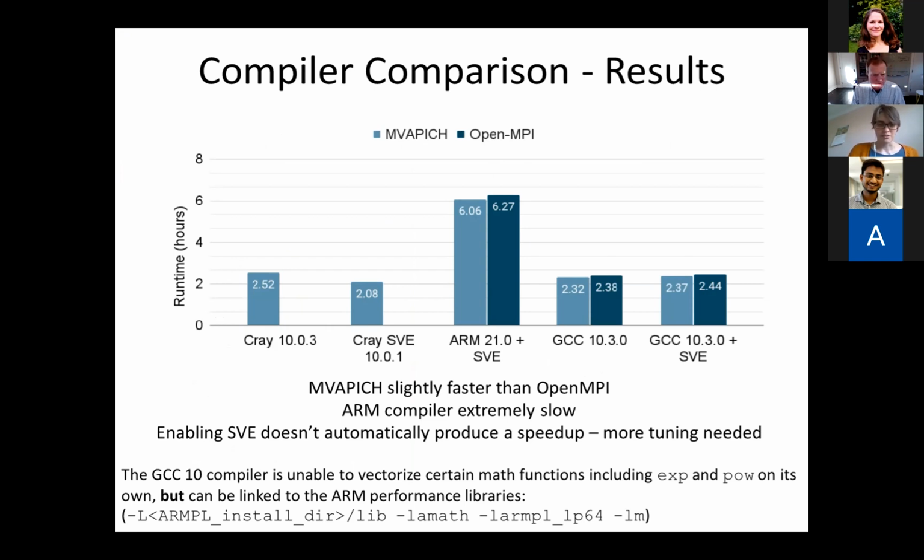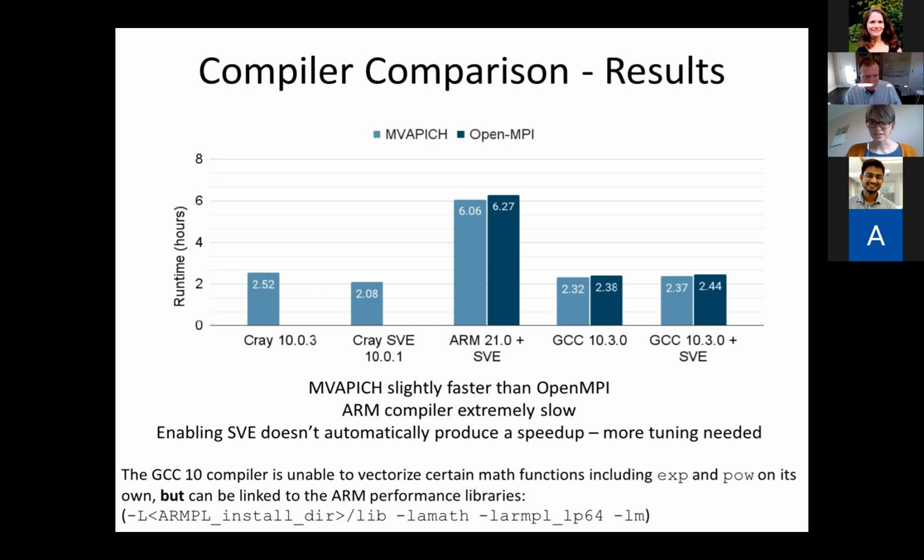So like Eva mentioned in the beginning, the GCC compiler can't vectorize certain math functions like the exponential function and the power function that are used throughout Flash. But you can link it to the ARM performance libraries, and Smeet taught me how to do this, so I put a little line down there so you can use it too.